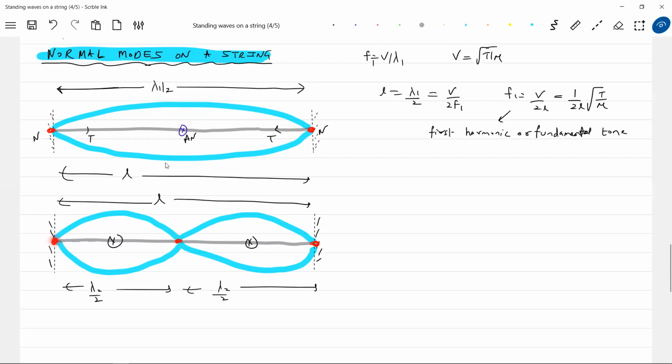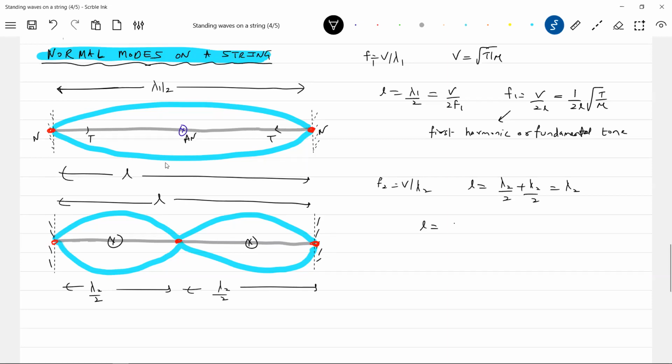This is also a point on a string which is connected to the wall. This will become a node. So I do get 2 loops here. So what is the length of the first? It will be f2 equal to v by lambda 2. What is the length equal to? Lambda 2 by 2. Length of the rope is lambda 2 by 2, which is lambda 2.